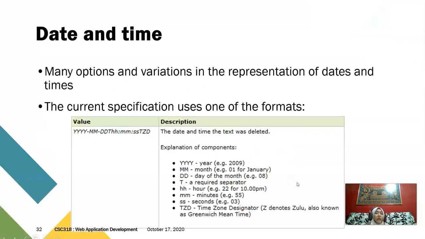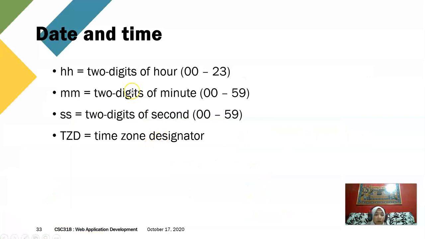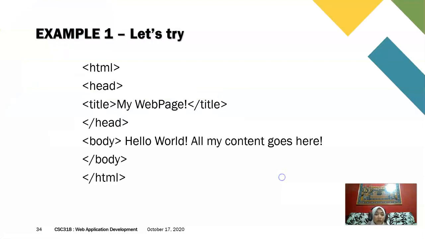Now we look at the date and time. There are many options and variations in the representation of dates and time. The current specification uses one of the formats, where we use YYYY for year, MM for month, DD for the day. This is an example of date and time. You have 2 digits of hours. This one we will look at later, when we have an exercise on the HTML code.